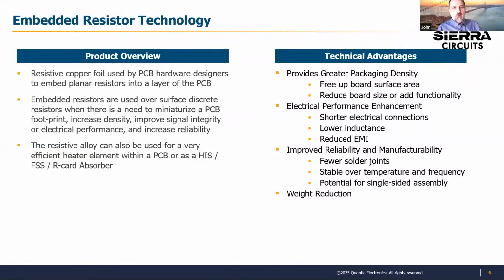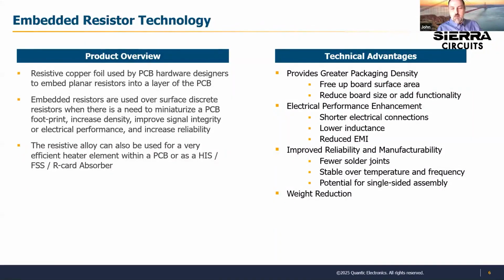So again, it's using standard copper foil. It's used in the industry. It's used to replace discrete resistors that are on the surface, allowing you to have better density. And again, it also can be used for heaters, as well as, because of its frequency selective surface characteristics, it can be used in that type of aspect as well. So it gives you better density, freeing up board space, so you can either reduce the board size or add functionality. You have shorter electrical connections, which make better electrical performance and lower inductance and reduce EMI.